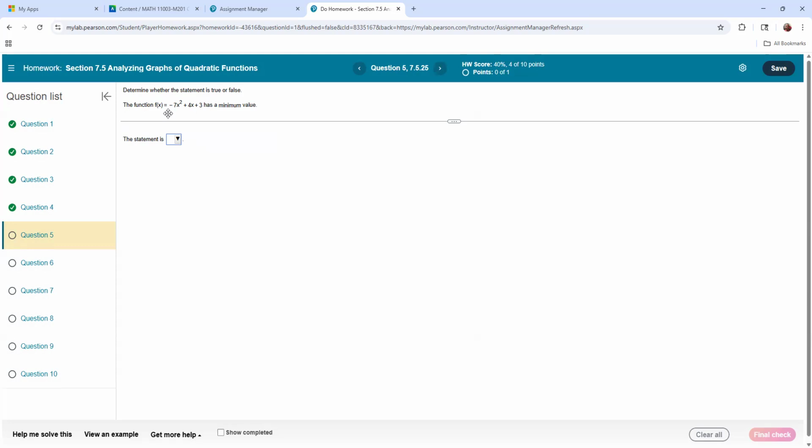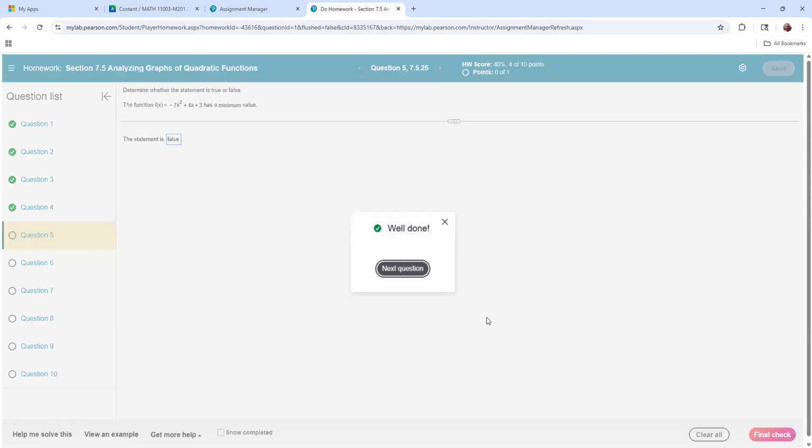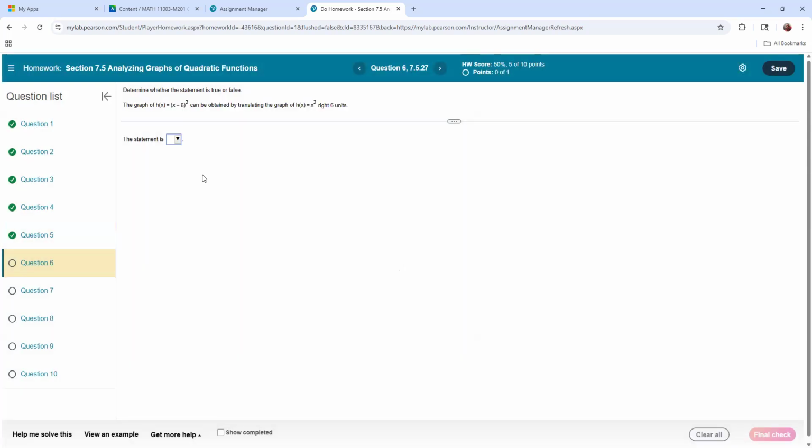So Olivia, you got a false. So that'd be true. I mean, you're right, because that is a -7 for A. And remember, negative A flips it over, and you would actually have a maximum. So, y'all, we're just looking at that -7. If it's negative, you got a max. If it's positive, you got a minimum. All right, so that was negative, and they said minimum. So we said that would be false.